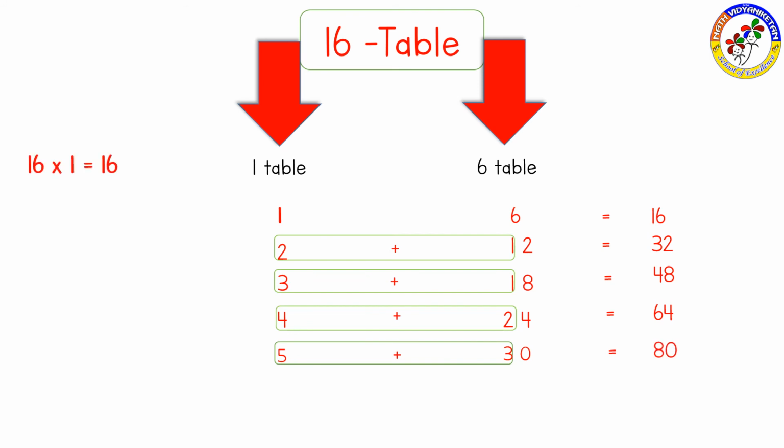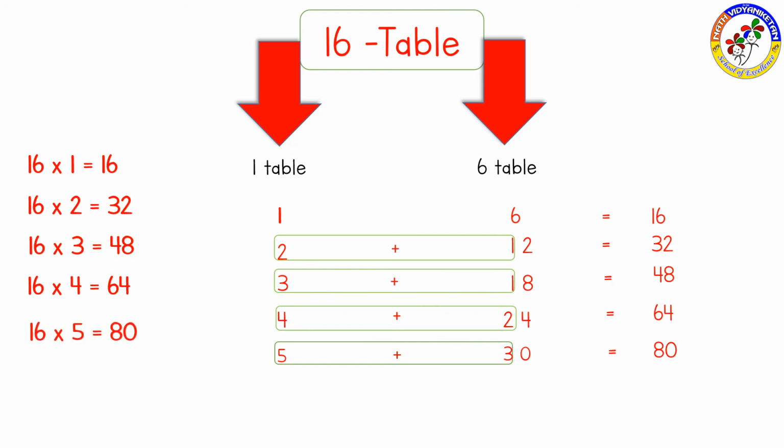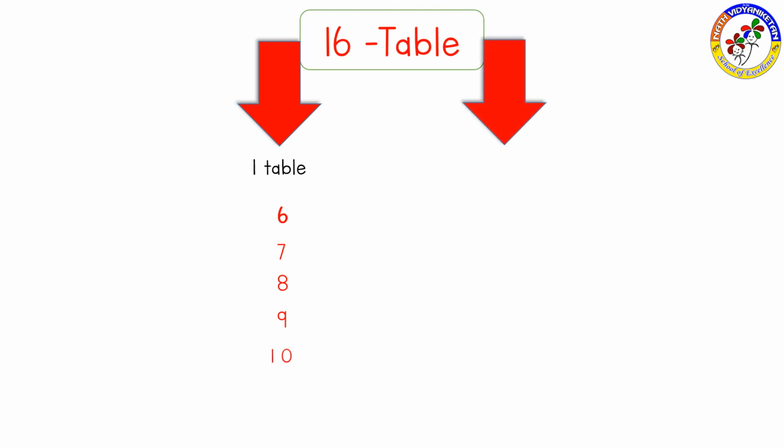Here is the 16th table. 16 ones are 16. 16 twos are 32. 16 threes are 48. 16 fours are 64. 16 fives are 80. Now from the 6th step let us go. The 1 table from the 6th step. 1 6 are 6. 1 7 are 7. 1 8 are 8. 1 9 are 9. 1 10 are 10.